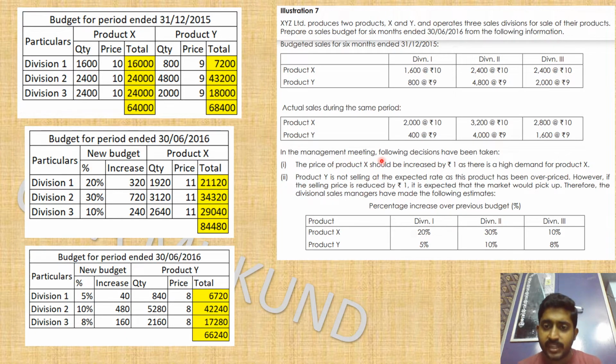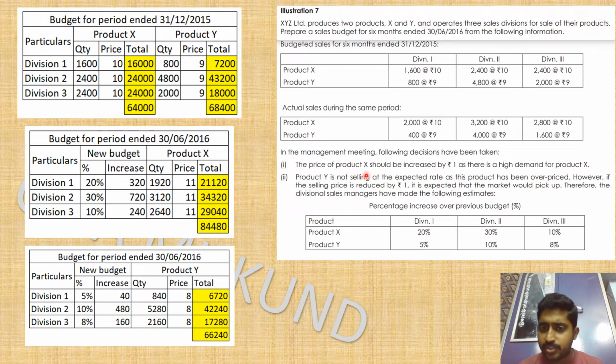In the management meeting, the following decisions have been taken. So now, before you make the sales budget for the next 6 months, the following decisions have been taken by the management. So what are the decisions?